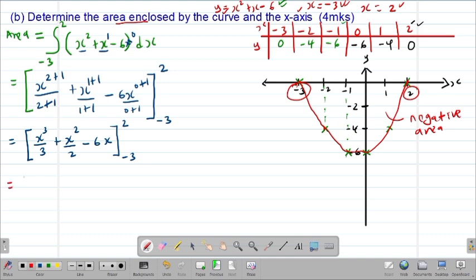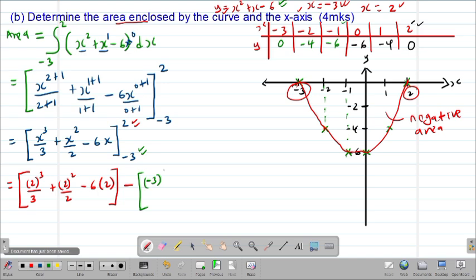We start by substituting the first limit, which is positive 2, the upper limit. So this will be 2 to the power of 3 over 3, plus 2 squared over 2, minus 6 times 2. That is the first bracket. Then minus the second bracket, where we substitute the second limit, which is negative 3. This will be negative 3 cubed divided by 3, plus negative 3 squared divided by 2, minus 6 times negative 3.